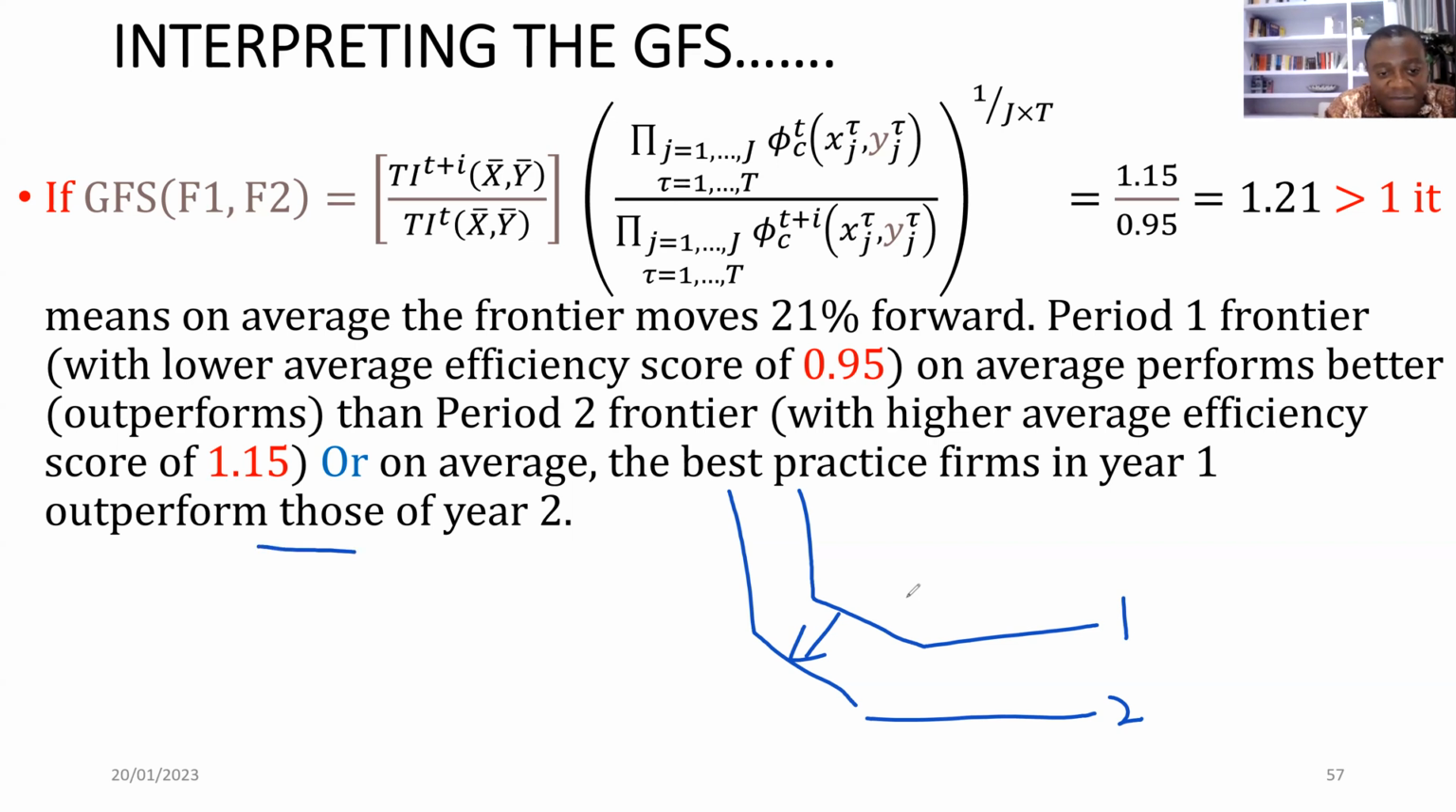Very good. Now, if this is output oriented, and you have that as your frontier, and this is year 1 and year 2, has the frontier moved forward or backward? It has moved forward. Exactly. So moving forward means that the second year, because we are always going 1, 2, 3, 4, 5, is better than the first year. That's what it means.